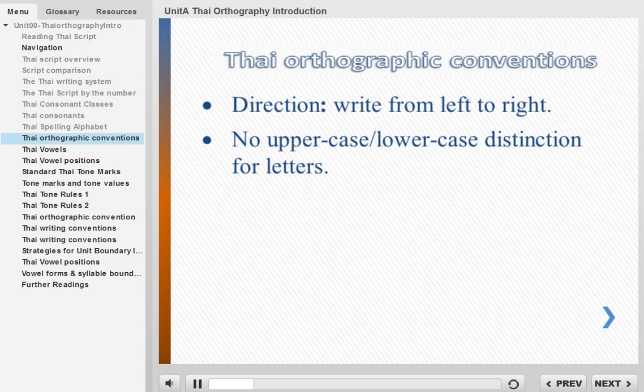In general, the direction of Thai writing is horizontally from left to right, and there is no uppercase or lowercase distinction for letters. In other words, there are no capital letters.